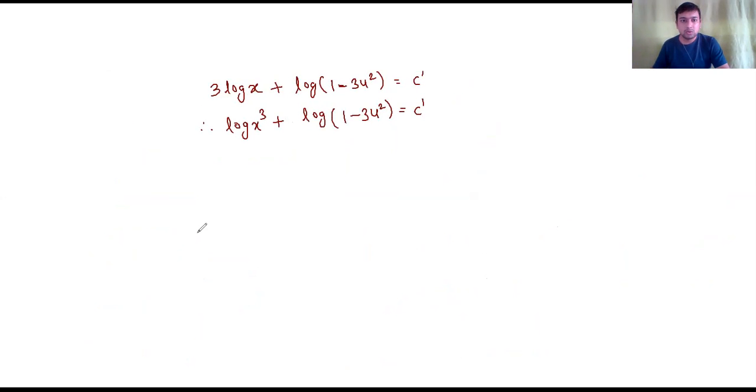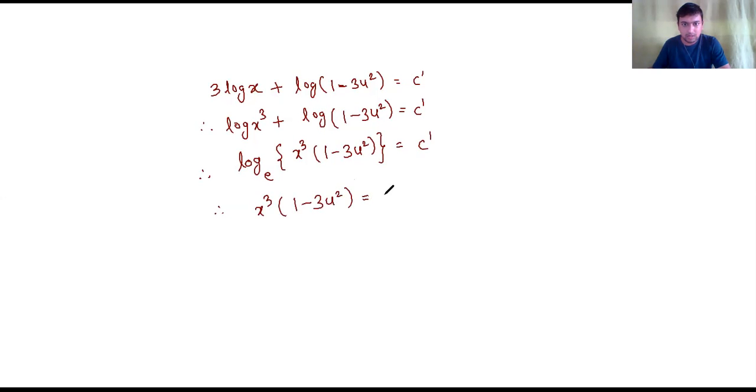Right? So log m plus log n, log mn. सो ये क्या बन जाएगा, log x cube in bracket 1 minus 3u square which is equal to c dash. So this is what, to the base e. So x cube in bracket 1 minus 3u square e to the power c dash. Again you can consider as c, new constant.